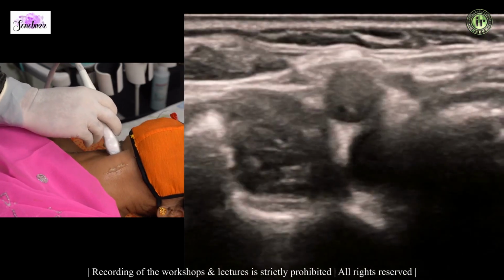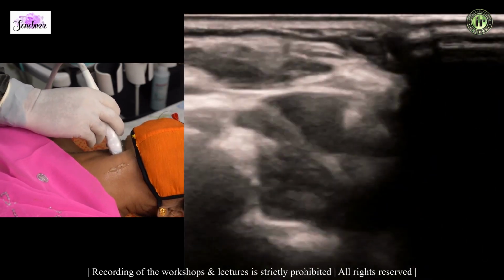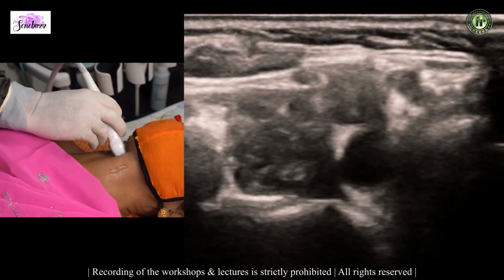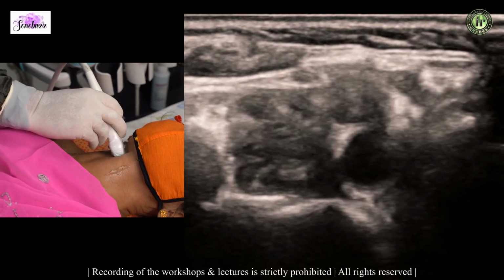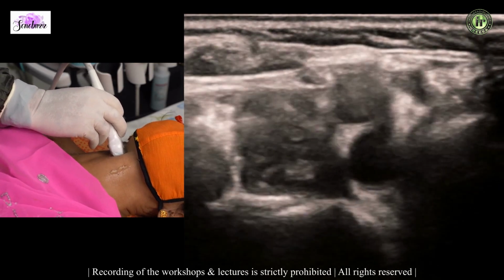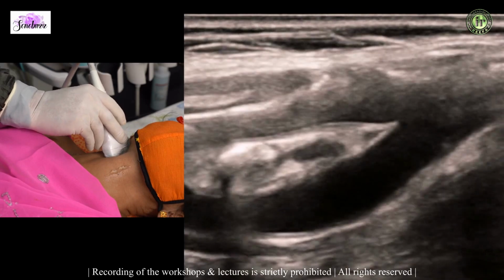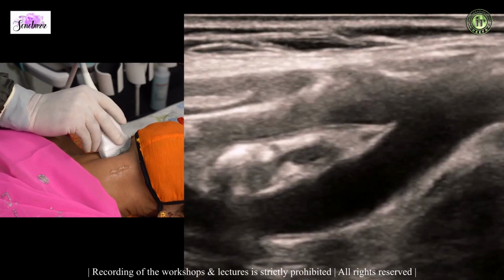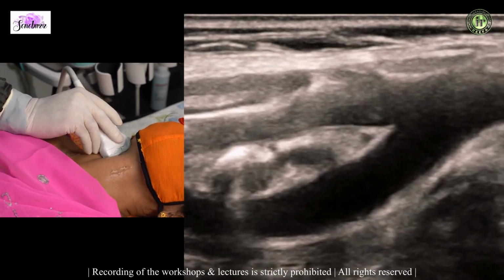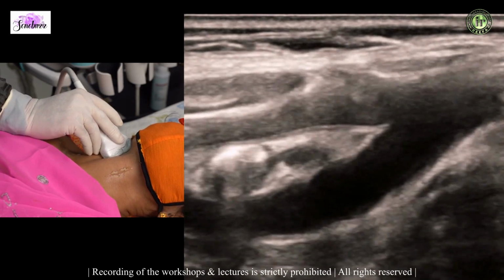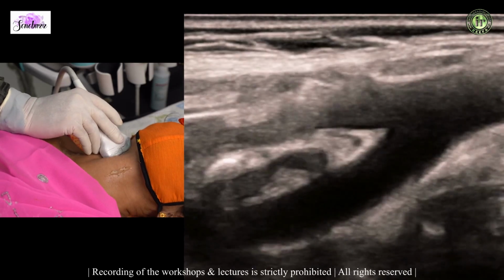Now normally the bifurcation is side by side. The two branches of the common carotid lie side to side. Normally you have the ICA, which is more lateral, and the ECA, which is more medial. In this case, however, it is antero-posterior. So if you notice, the ECA is more anterior, the ICA is more posterior.